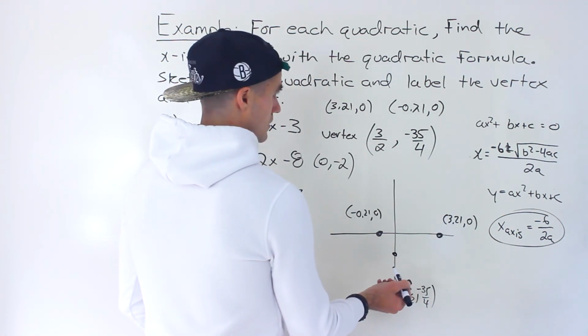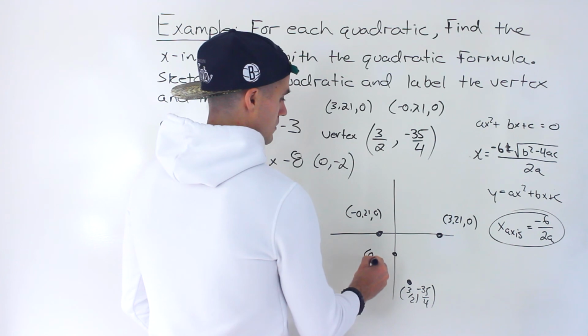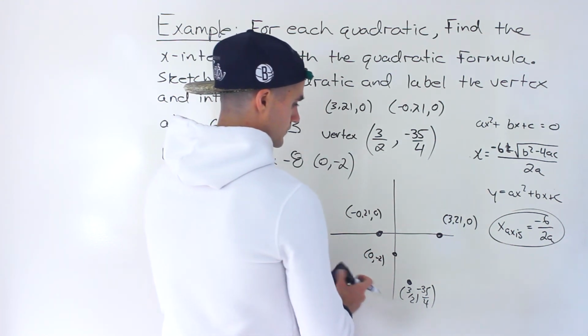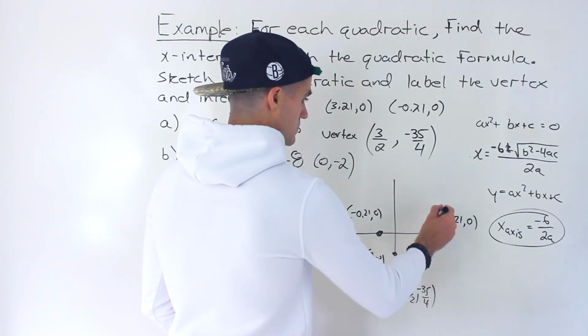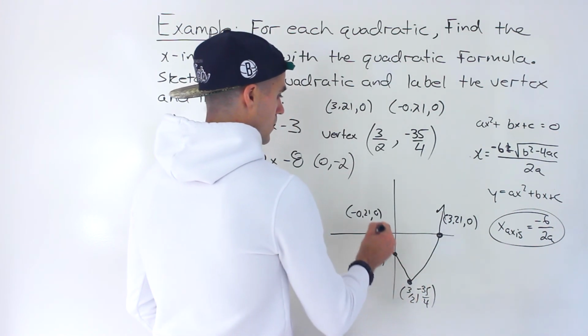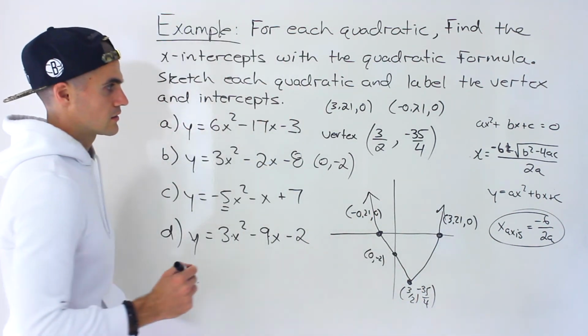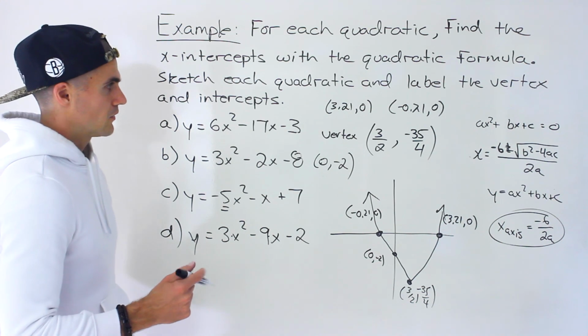Give me a sec here. Am I missing something? No. Yeah, so it looks like that. So we end up with a quadratic that looks like that. So that's the process.